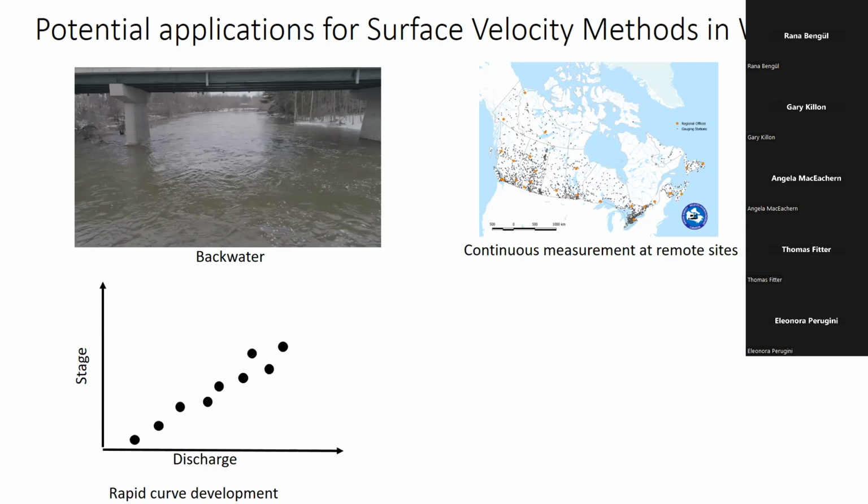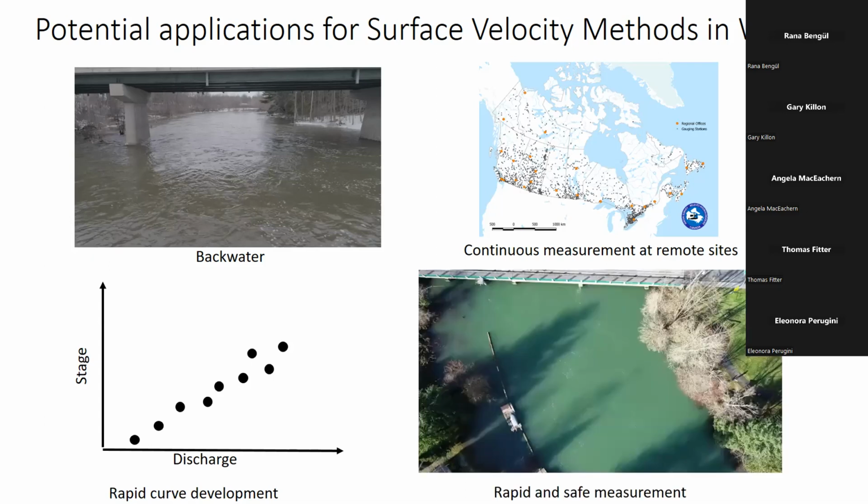And then rapid curve development is another potential application we see where you can just get measurement after measurement very quickly with image velocimetry, and we've seen examples of that already. And then finally, and this is particular to mobile measurements, is rapid and safe measurement. We've already seen examples where you just can't stick a boat in the water, and that's where getting images and videos for discharge measurement make a lot of sense.